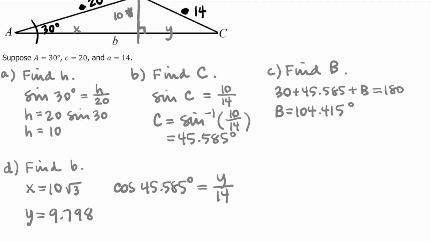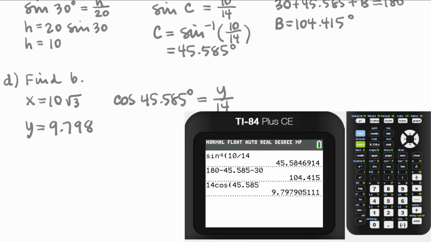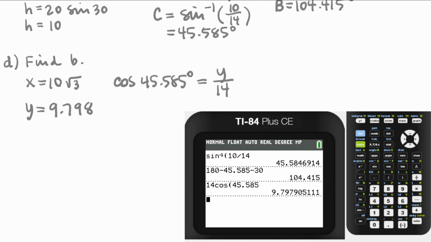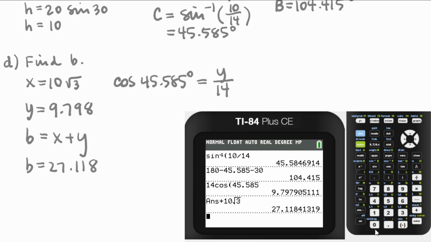Then, I guess I will show you what I'm doing here. To find B, I'm going to say B equals X plus Y, so I'm going to add that to 10 square root 3, and I get 27.118. So that was a good example of us solving out an obtuse triangle.